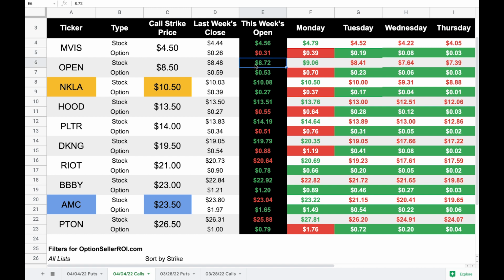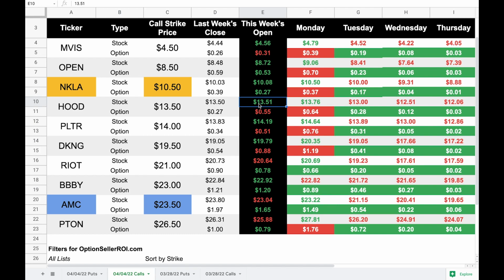Here, it opens at 872, but you are now selling at 850. So you're going to lose 22 cents if this gets assigned, but you're going to gain 53. So yeah, that still would have been profitable. Here at 1008, you're selling an out of the money call at 1050. That's fine. This one's nice.